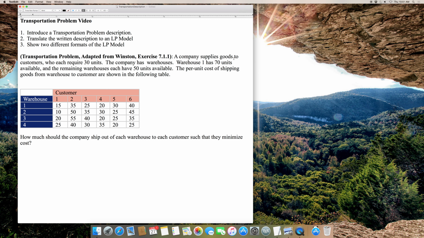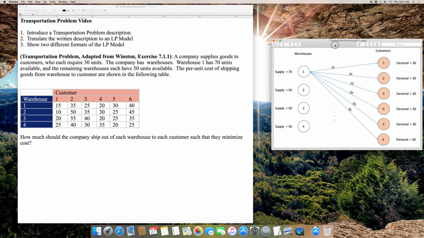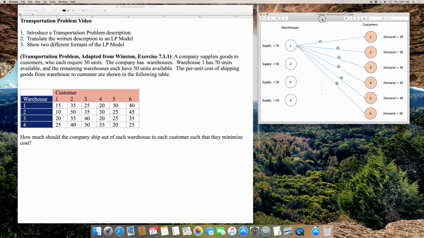So first I have a visualization of this particular problem, and I have depicted this problem. I have a set of 4 warehouses. Associated with each warehouse is the supply. So I have interpreted from the text that warehouse 1 has a supply of 70 and the other 3 have a supply of 50. And then similarly, I have 6 customers and each of my customers demand 30 units total.